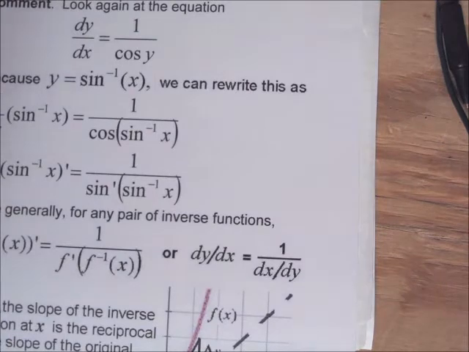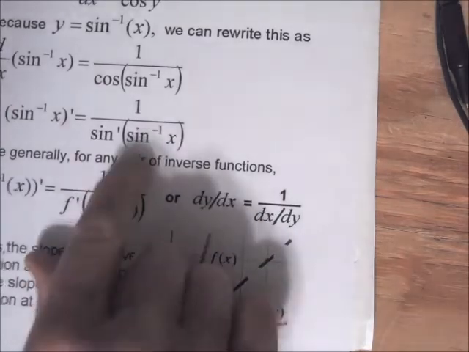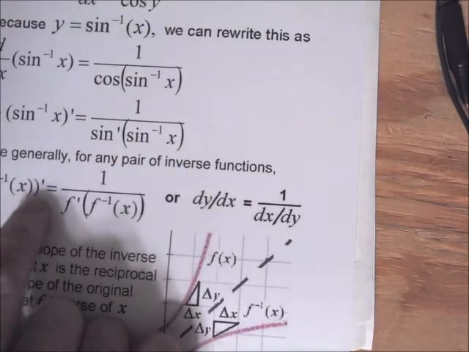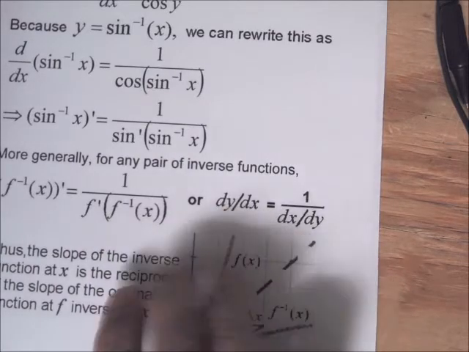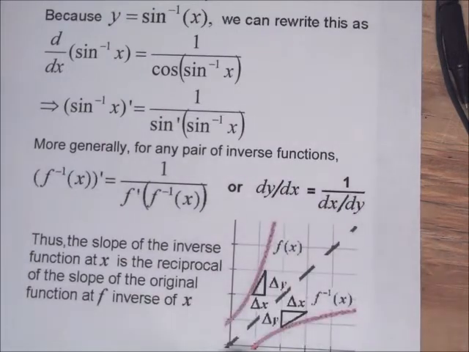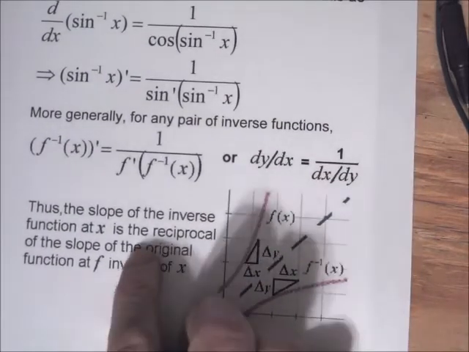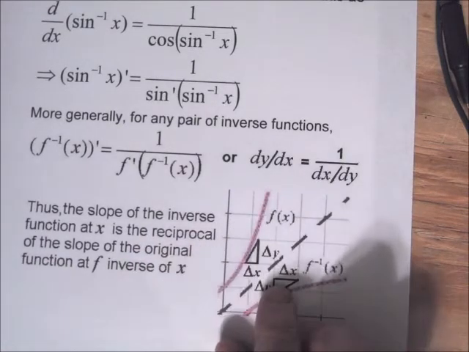And that's a general pattern that is true for inverse functions. The derivative of the inverse function is 1 over the derivative of the original function evaluated at the inverse. Or another way of expressing it, dy/dx is 1 over dx/dy. So the slope of the inverse function at x is the reciprocal of the slope of the original function.